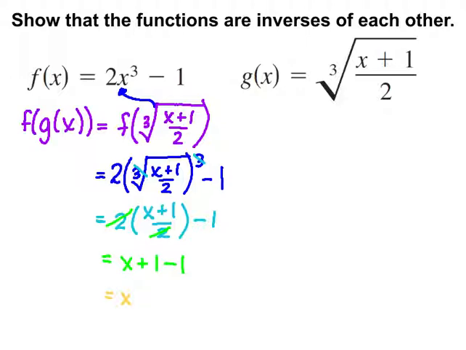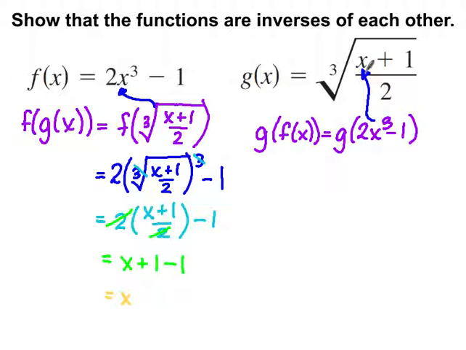So I've got to do g of f of x. These are kind of like proofs. You're proving that they're inverses. So that means g of 2x cubed minus 1. What I'm going to do is go to the g function, and where I see x, I'm now going to put in this. So what that means is I have the cube root of (2x cubed minus 1 plus 1) all divided by 2.